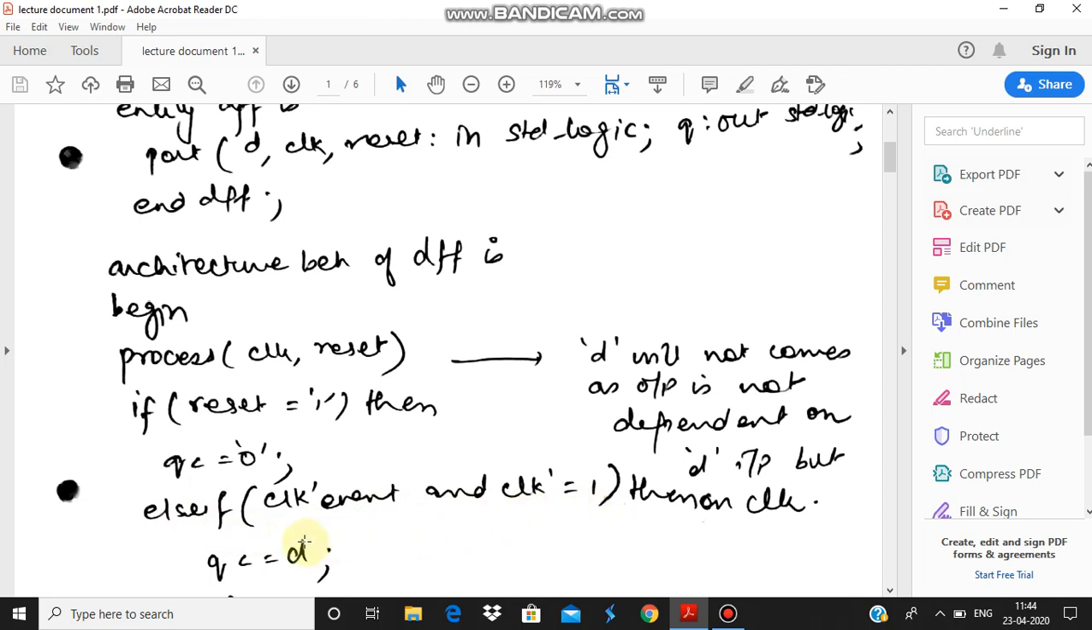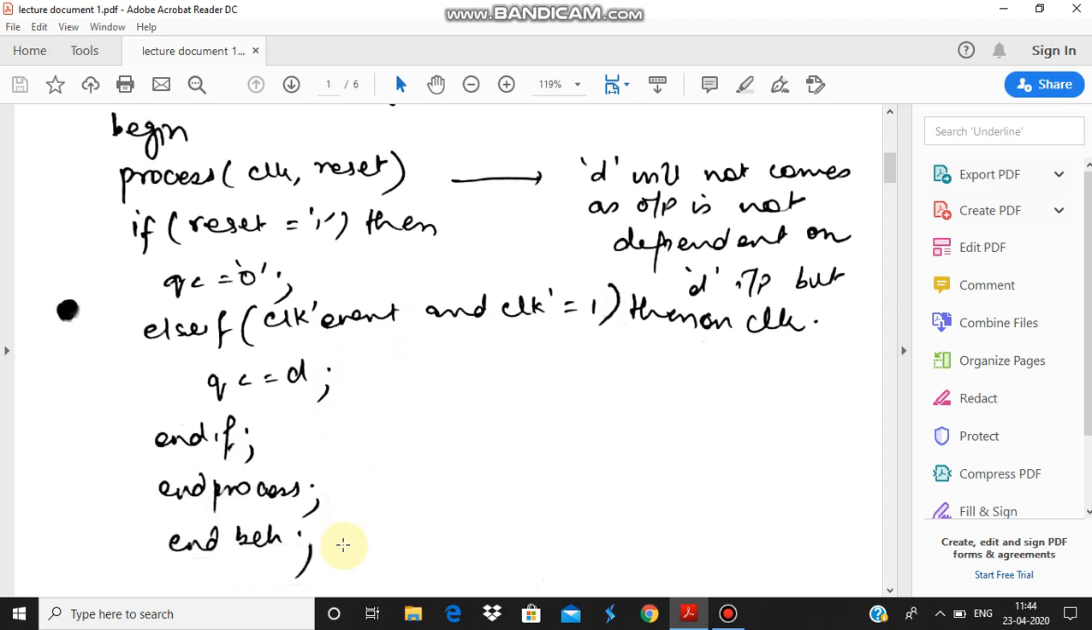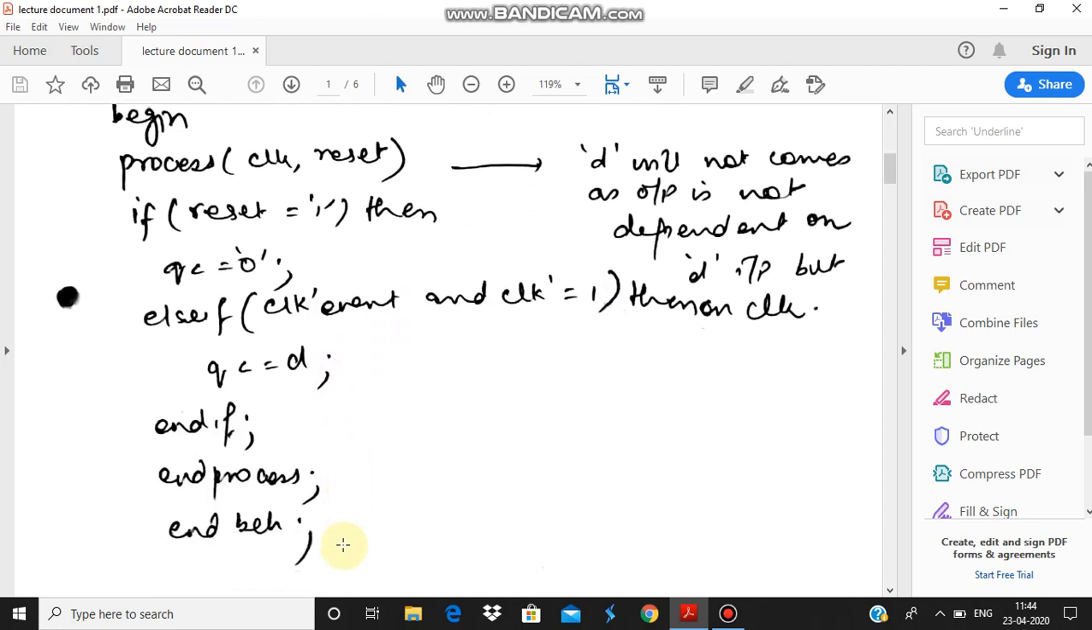What is this? I have told you the attribute. This is your rising edge of the clock. Clock'event and clock is 1. Then your Q is equal to D, end if, end process and end behavior. Very easy this program is.